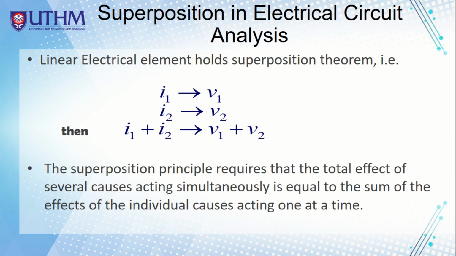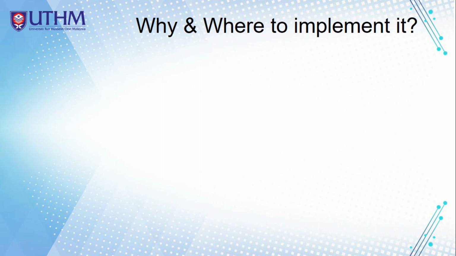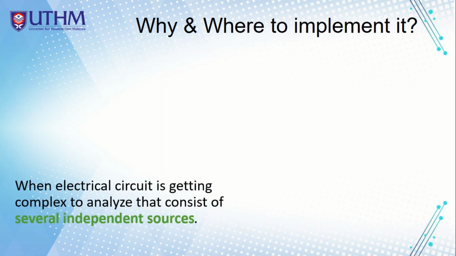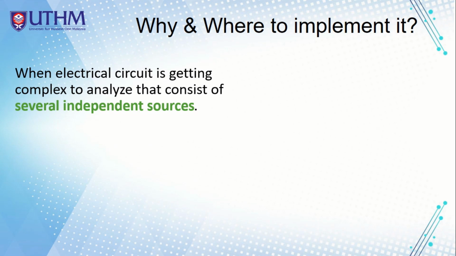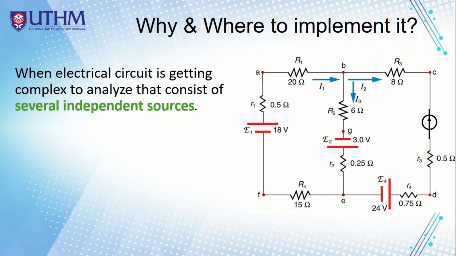Thus, we can use the superposition principle, which requires that the total effect of several causes from independent sources acting simultaneously is equal to the sum of the effects of the individual causes acting one at a time. The next question is why and where we should implement this superposition theorem in circuit analysis. When an electrical circuit is complex to analyze and consists of several independent sources, this is where we should use the superposition theorem to analyze it.